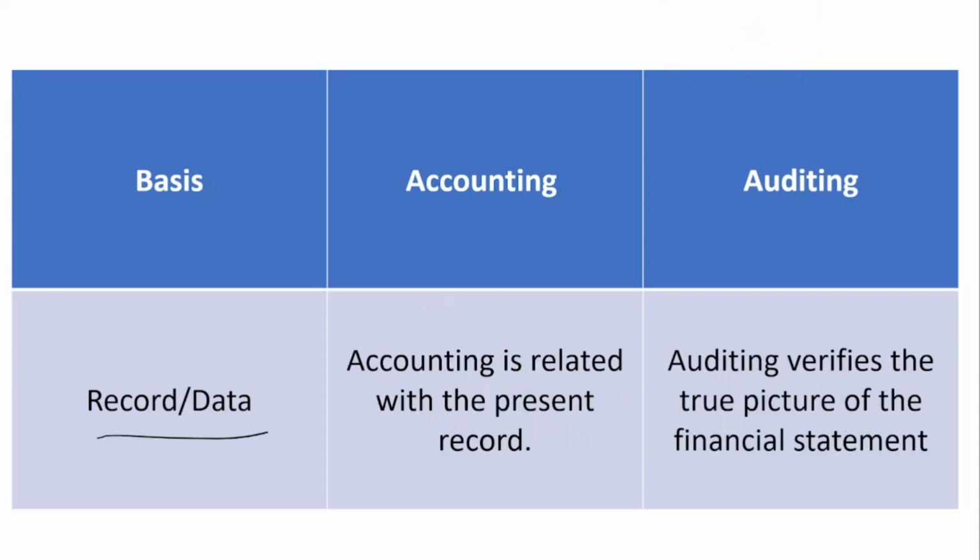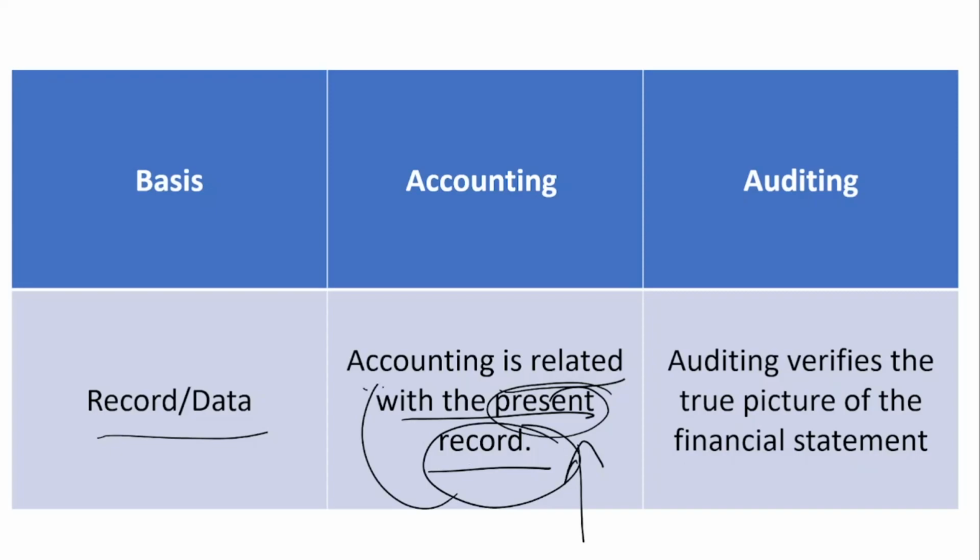Next is record or data. Auditing is related to the present record. Whatever the present year's recordings are, the accountant will do. But auditing verifies the true picture. So whatever record is maintained by the accountant will be verified. The auditor will not record any kind of data.